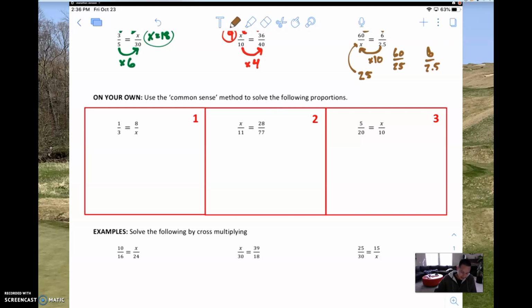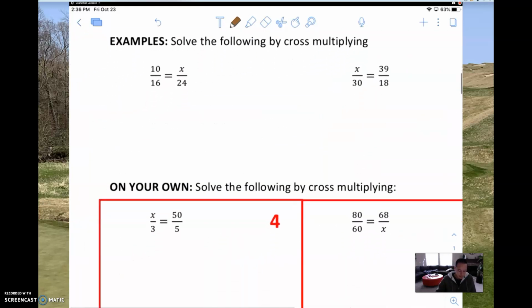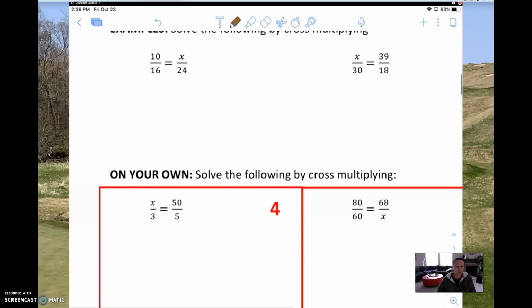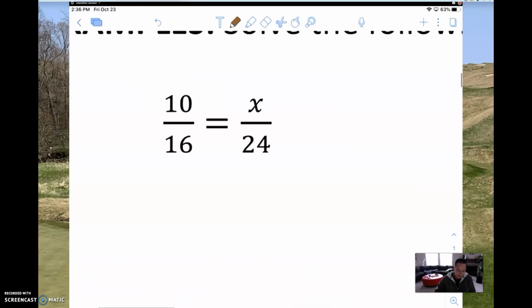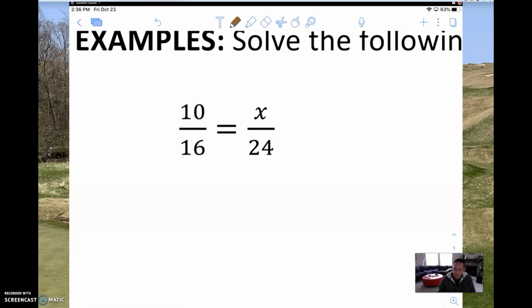Let's move on down to the next set of examples, where we have 10 over 16 equals x over 24. Now you could do this the common sense method and multiply by 1.5, but if that isn't super obvious to you, maybe you want an easier way of figuring it out. We do this thing called cross multiplying. And so what we do is we have a ratio on the left, we have a ratio on the right, there's an equal sign in the middle.